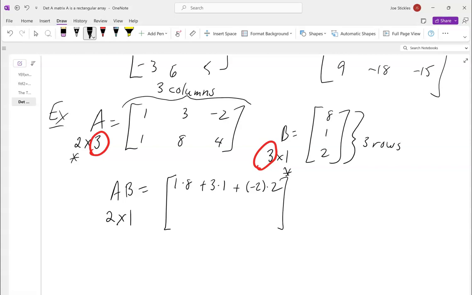Okay. What do we get for the second entry there? We'll do the 1 times 8 plus 8 times the 1 plus the 4 times the 2. Good. Yep, that's exactly right. That's how we match those things up. 8 plus 11 minus 4 is 7 for the top entry. 16 and 8 is 24 for the second entry.